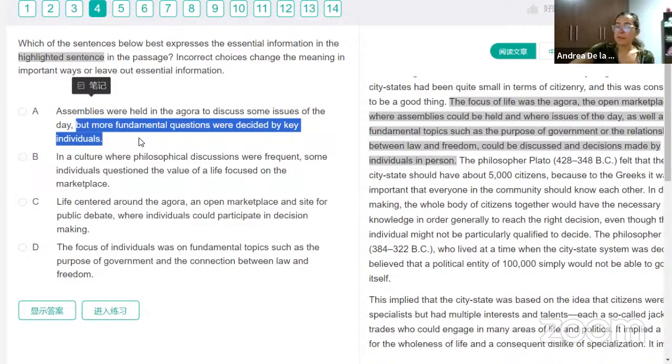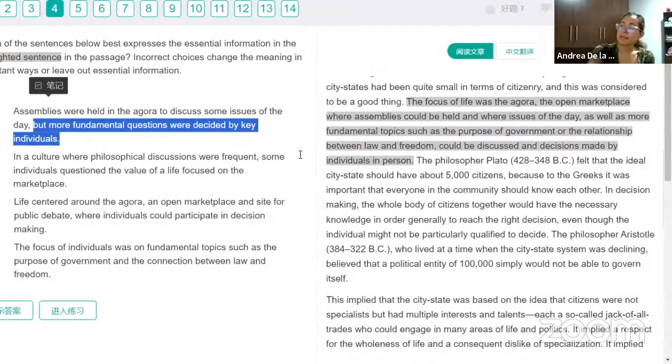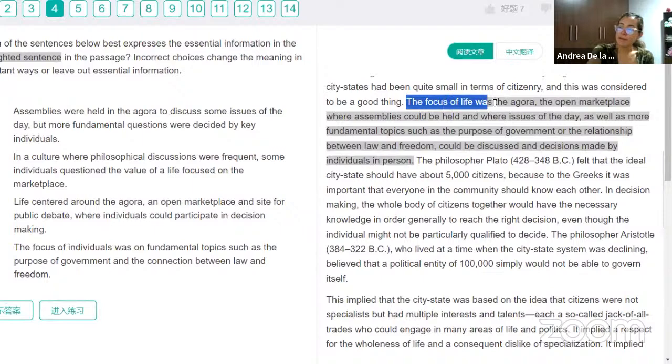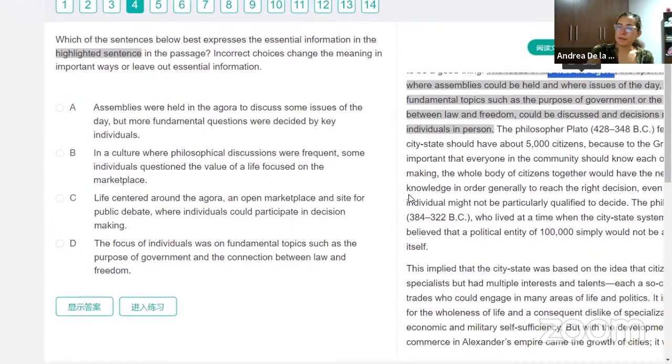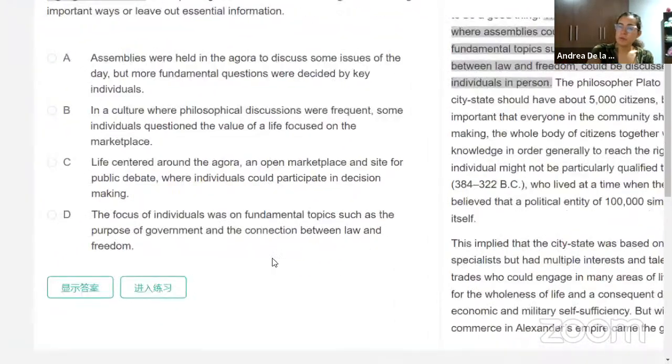¿Por qué? Porque la idea principal no es explicar qué eran estas asambleas o dónde se llevaban a cabo, ¿no? La idea principal es decir que la vida estaba enfocada, ¿cómo se diría? The focus of life. El propósito de la vida, ¿no? El enfoque de la vida era el agora. Entonces, esa es la idea principal. ¿Qué opción tiene esa misma idea?